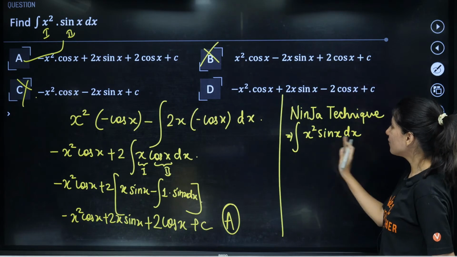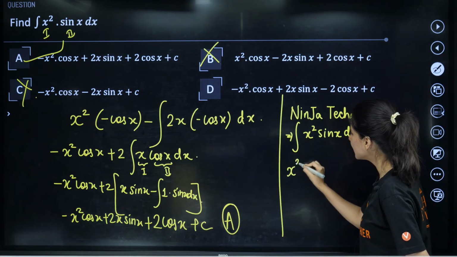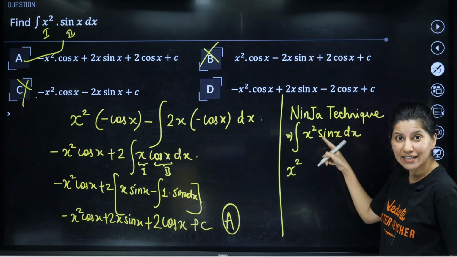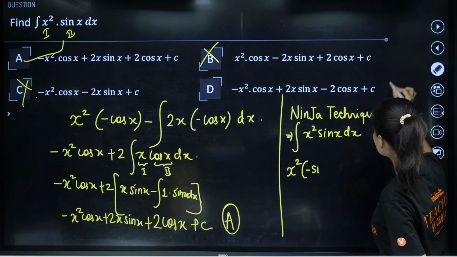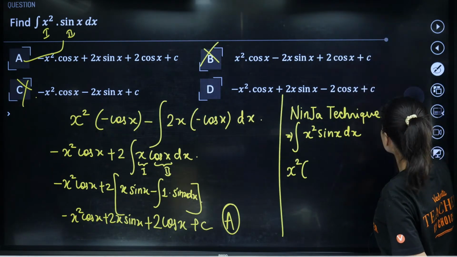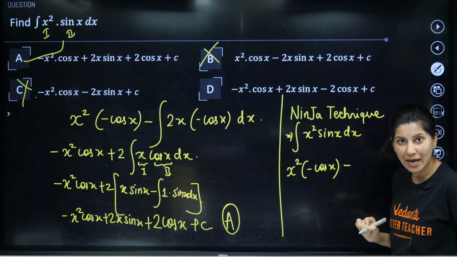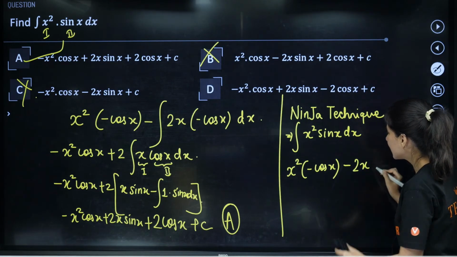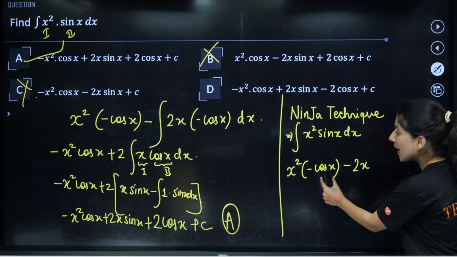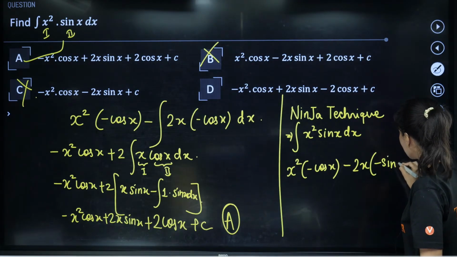So, the ninja technique for these type of problems. What you need to do is first function x square is constant. Integration of sin x you have to do. That is going to be minus cos x. Correct? Then negative sign will be applicable. And now derivative of x square is 2x and integration of minus cos x will be minus sin x. So this is minus sin x.